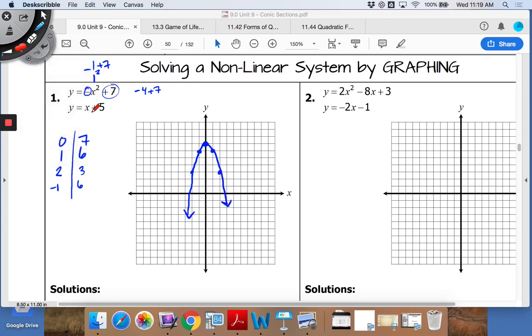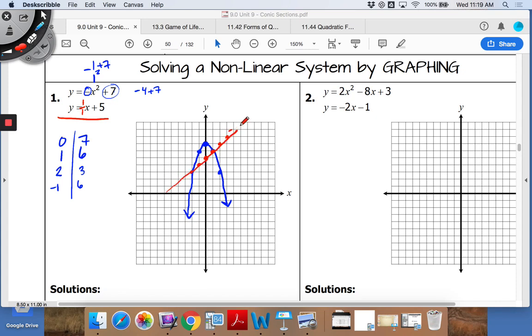Then I'm going to graph the other. This is linear because there's no squared. So I start, it has to be in y equals. I start at the y-intercept, and my slope is 1 over 1. So up 1 over 1, up 1 over 1, and down 1, left 1.